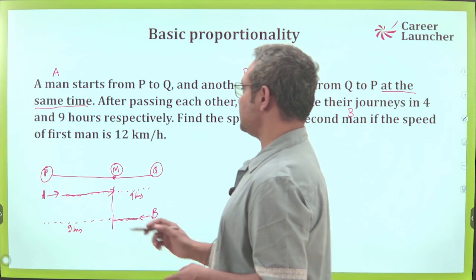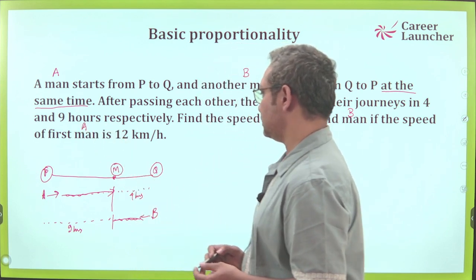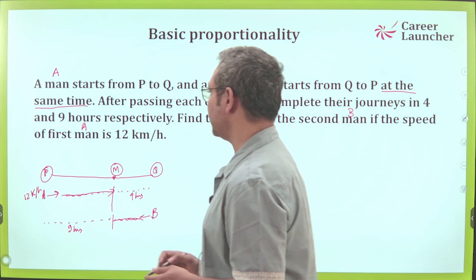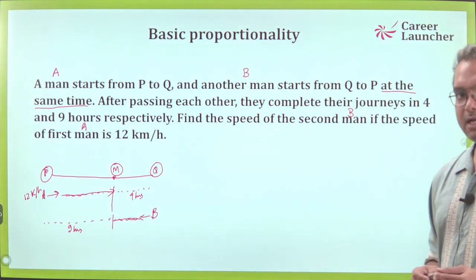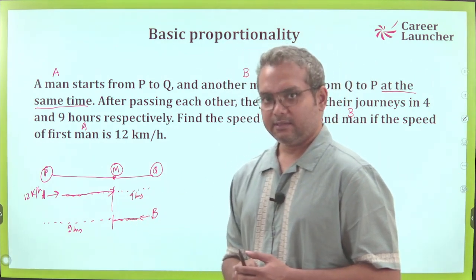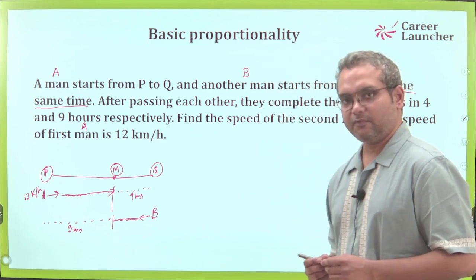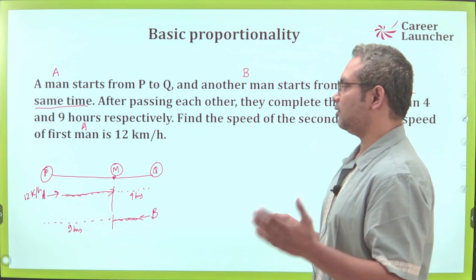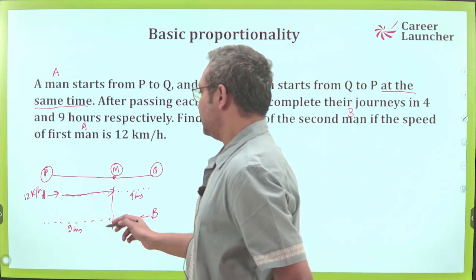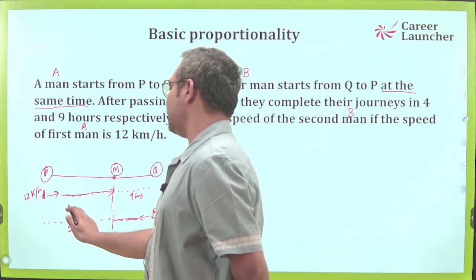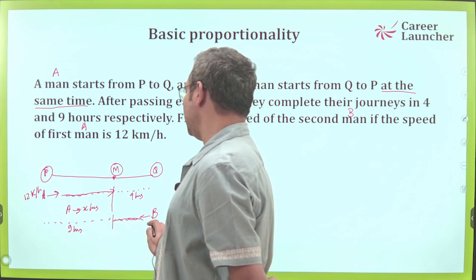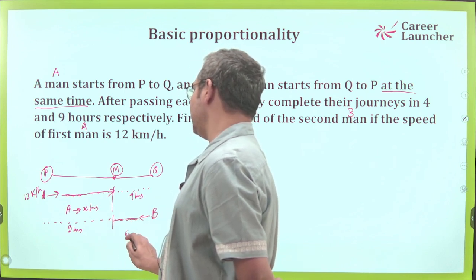If the speed of the first man, so A, speed of A is given to us. So 12 kilometers per hour. Okay. So now the link that we have is both of them meet at some point. So they have taken the same time for that meeting to happen, right? That means A also travelled for X hours, B also travelled for X hours. So we can write that this P to M, A took X hours, and for B from Q to M, B also took X hours.